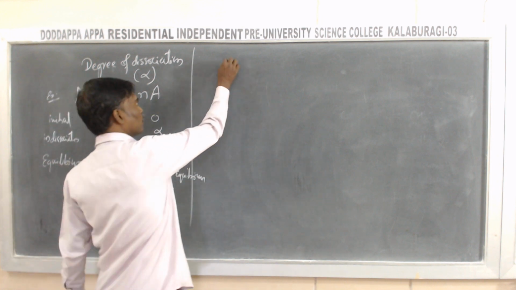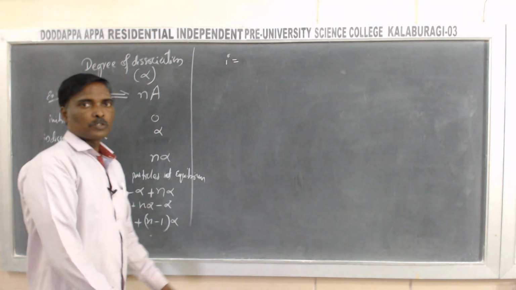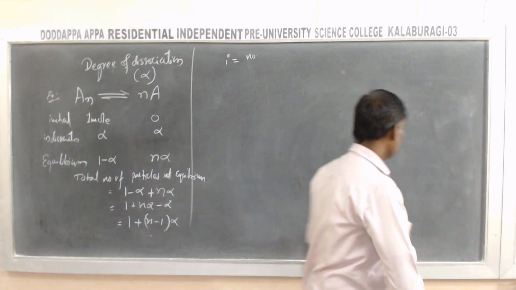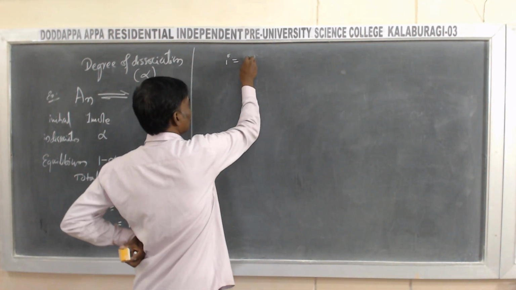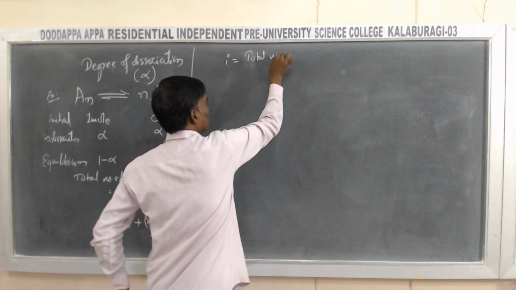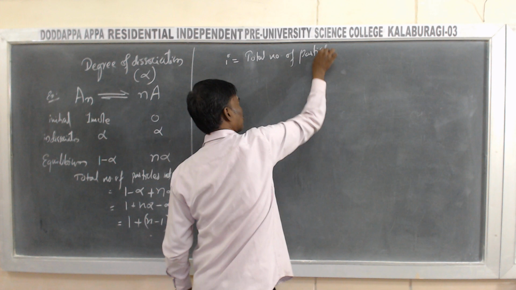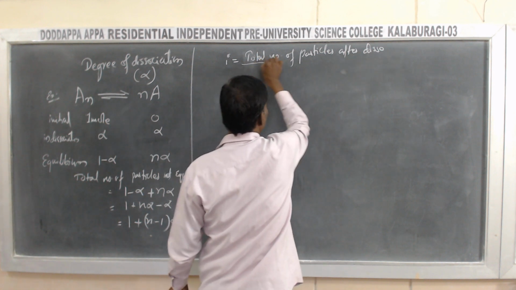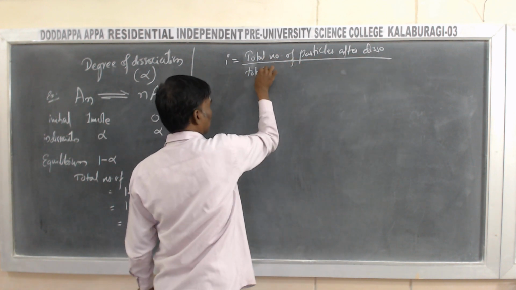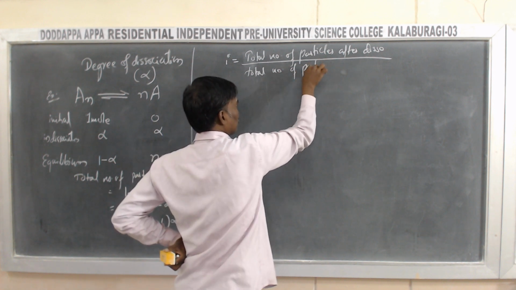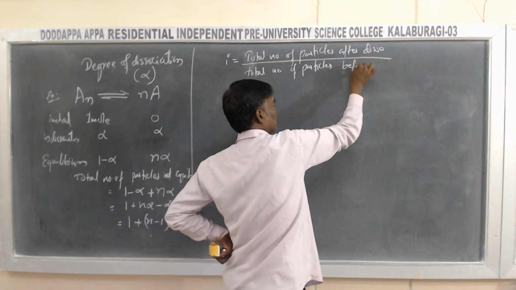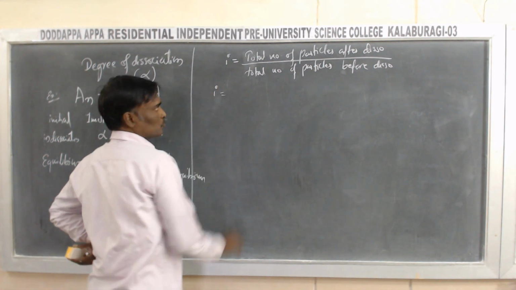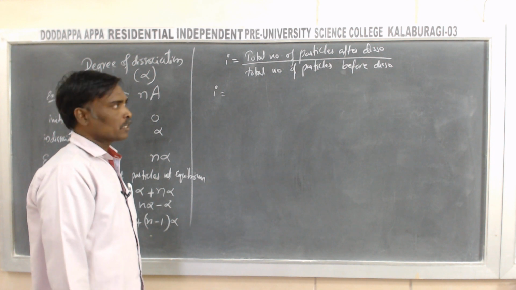Now we write the Van't Hoff factor formula. i is equal to the total number of particles after dissociation divided by the total number of particles before dissociation.